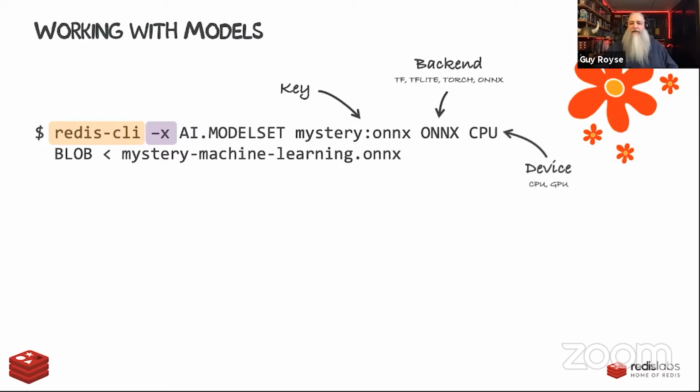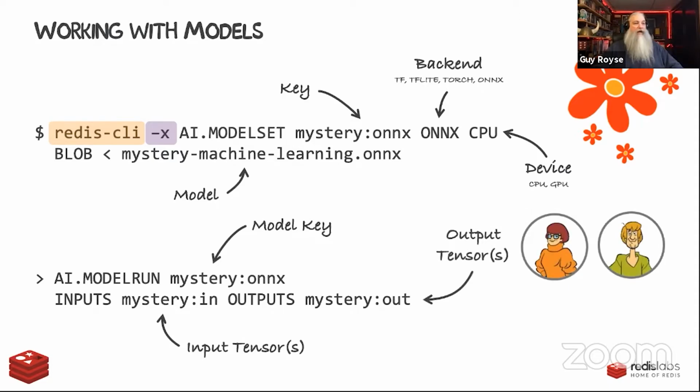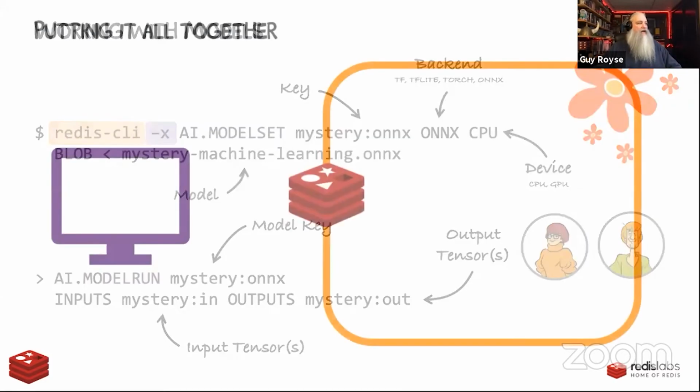This model is going to run on the CPU, not the GPU. You can pick. And then here is the actual model file written out to disk. It'll just read that in and shove it into that field. AI.MODELRUN: you pass it the key that contains the model that we just set, and then the input tensor or tensors. You can put multiple input tensors and you can have multiple output tensors. And then this will tell us that Velma said the first line and Shaggy said the second line. So these are the commands to work with RedisAI.